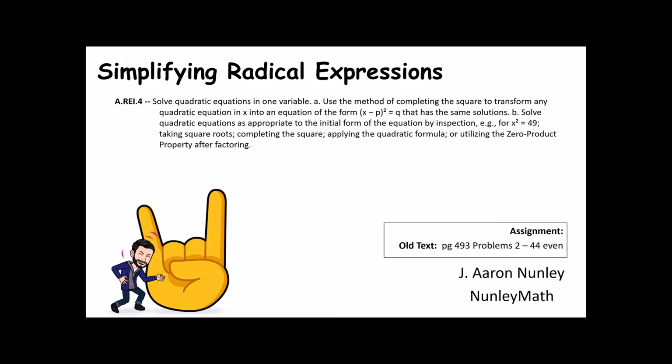Hello everyone and welcome back to Nunley Math as we enter into our second video in our series on radicals and radical expressions. Our previous video was a rather long introduction into some vocabulary and terms that we're going to be using. We talked about the fact that when you take the square root of radical expressions, there's a lot of different things that can happen.